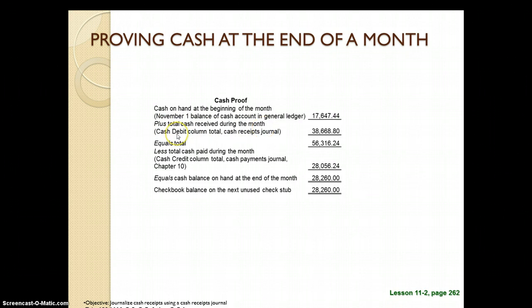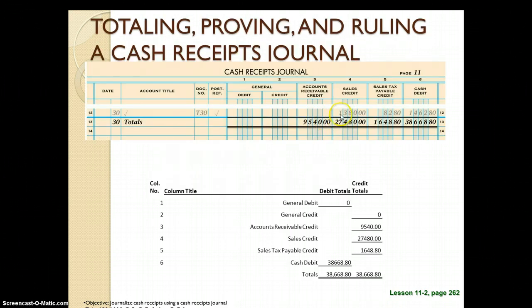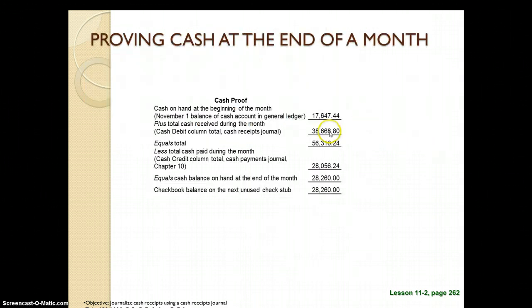Then we added the amount of cash that we received during the month. Well, we got that from the cash debit column in the cash receipts journal. Here's your cash receipts journal. Here's your cash debit column. That's where we got that amount of money from. So we put it right here. We added these two sums together, and we got this amount right here, $56,316.24. So this is the amount of money that we already had. This is the amount of money that we received.